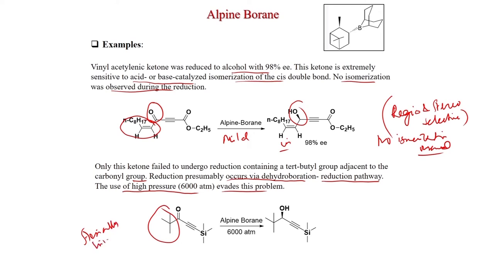Sterically hindered ketone. A tertiary butyl group is attached to the carbonyl group. Now, if you do not use high pressure, then you do not get the product. Alternatively, if you use high pressure, then you can get the product, and high ee is observed also.